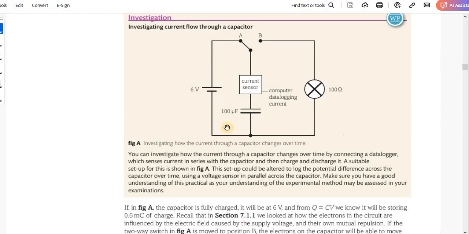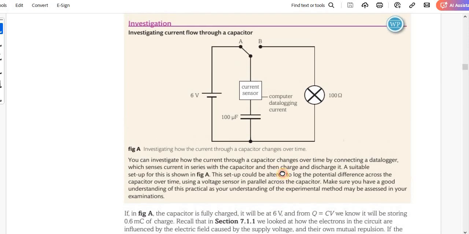Okay, so let's go through this. Investigating how the current through a capacitor changes over time. Now in unit 6 you may have questions like this. You can investigate how the current through a capacitor changes over time by connecting a data logger which senses current in series with the capacitor and then charge and discharge it. A suitable setup for this is shown in figure A. This setup could be altered to log the potential difference across the capacitor over time.